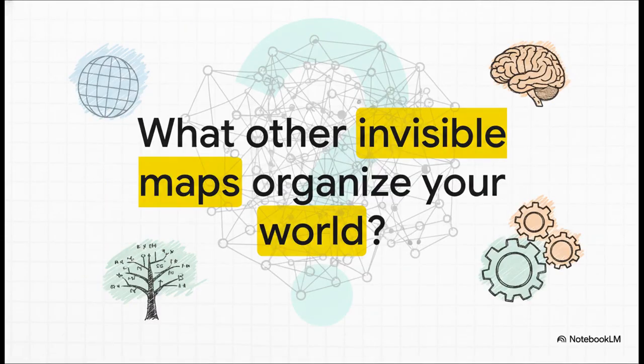When you think about it, this whole system is just an invisible map that brings order to something that's incredibly complex. And it kind of makes you wonder, doesn't it? What other invisible maps, what other systems of organization or rules are bringing order to the world around you every single day?